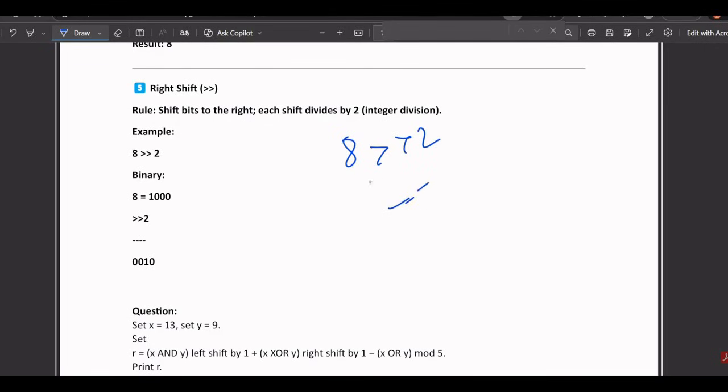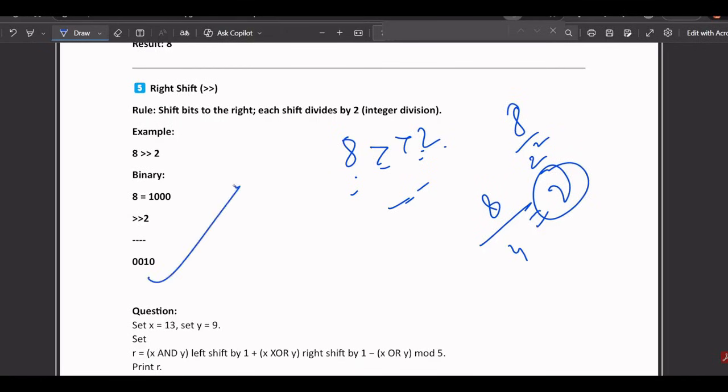Okay, so if you want to right shift 8 by 2, it will be 8 divided by 2 to the power 2. So it will be 8 divided by 4, so it will be 2. So the answer will be 2. Okay, so this is the right shift.